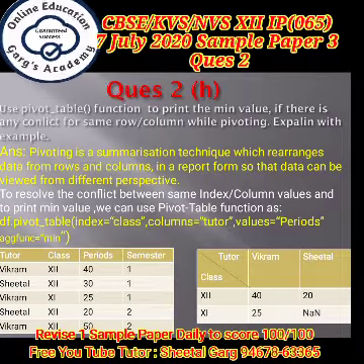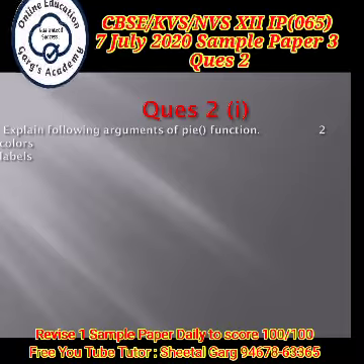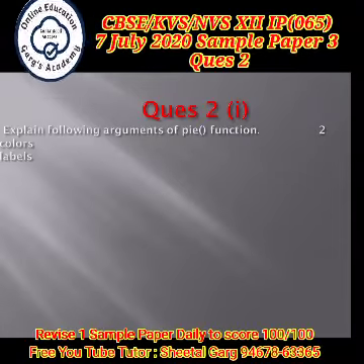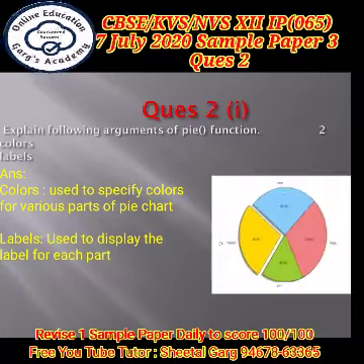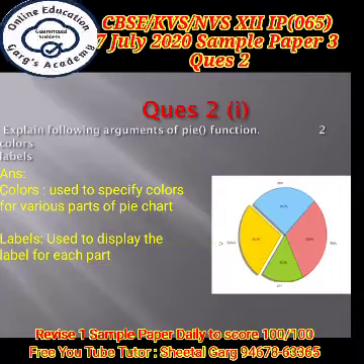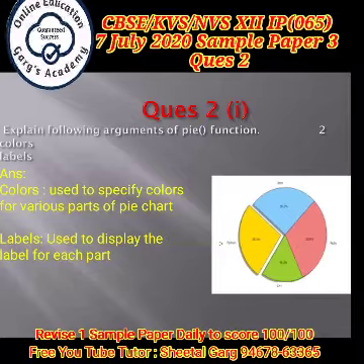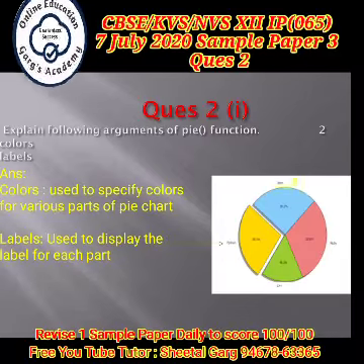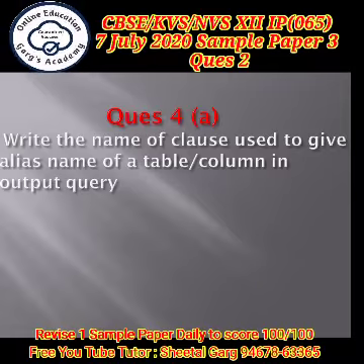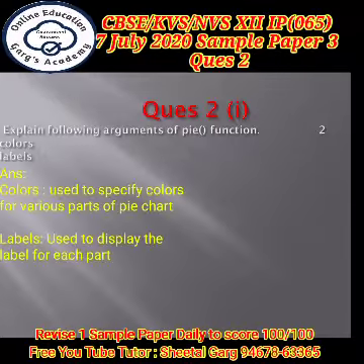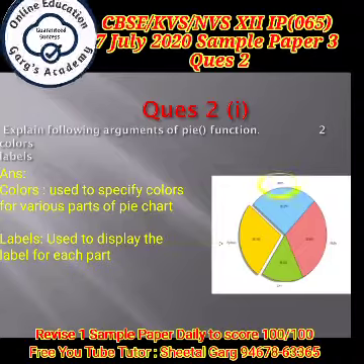Next question. Question 2, I part. Explain the following arguments of the pie function: colors and labels. Students, colors is used to specify colors of various parts of the chart. Here you can see I have used 4 colors, and labels is used to display the labels. These are the labels. These 4 are used to specify the name of each part.